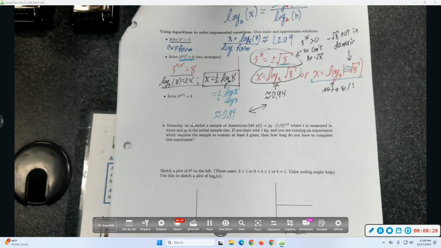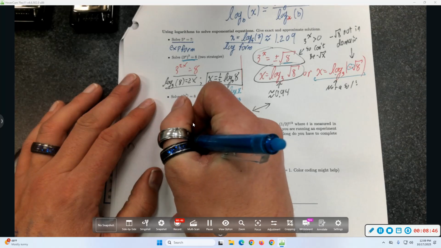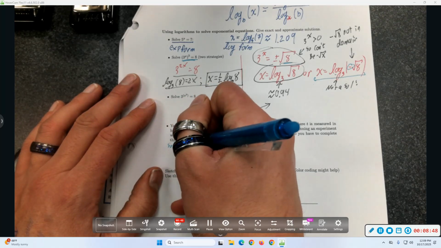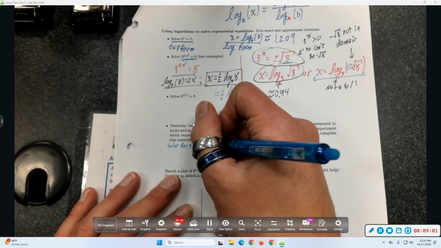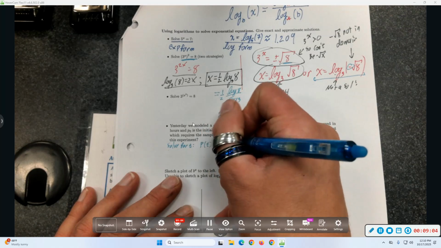So let's try to unpack that. What equation do you need to solve to do this? What are you looking to figure out if you want to address this? Yeah, you want to solve for t because you want to know how long until. So it looks like we need to solve something for t. What t-value returns a total of 3 grams? So P of t equals 3 grams.